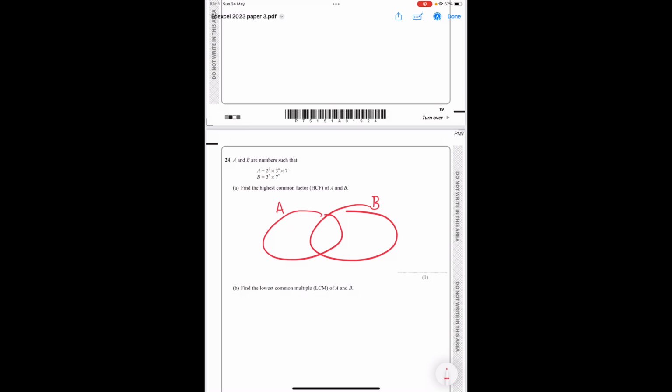They have both got, I can take out 2 3s here, so I'm going to leave 3 to the 2, I'm going to get rid of that. So 3 to the 2 is going to come out. I can take out 1 7. So I've got 3 squared and 7 in the middle. What's left to go in B? The 7. And I've got left for A, 2 squared. So remember, the highest common factor, we multiply the middle bit. So that's going to be 3 squared times 7, which is 63.